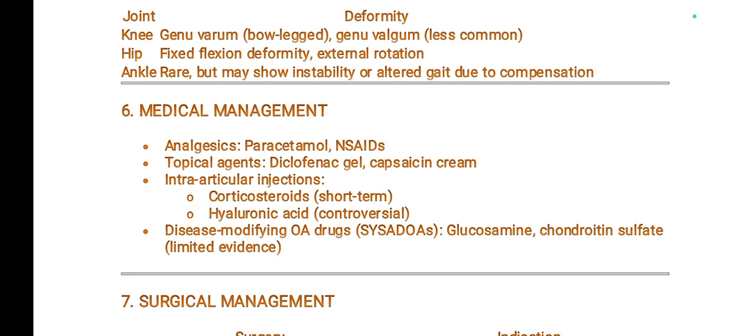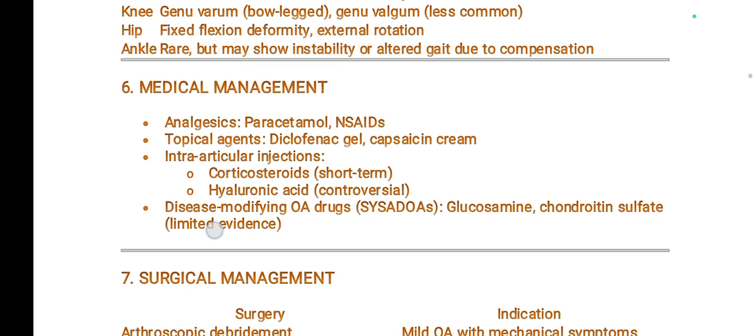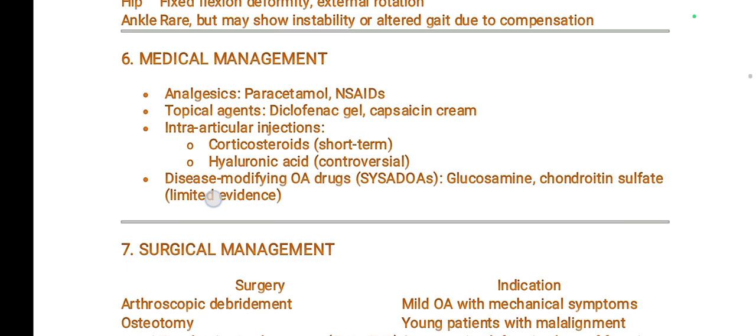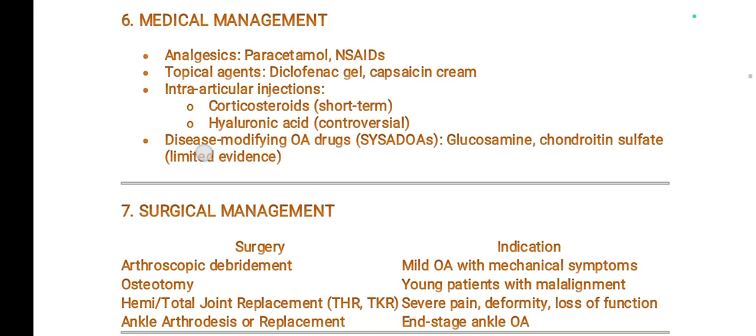Common deformities of the joint. If it's knee, then genu varum, bow-legged, and genu valgum, less common. Valgum means inverted, varum means everted. Hip, fixed flexion deformity, external rotation. Ankle, rare, but may show instability or altered gait due to compensation.